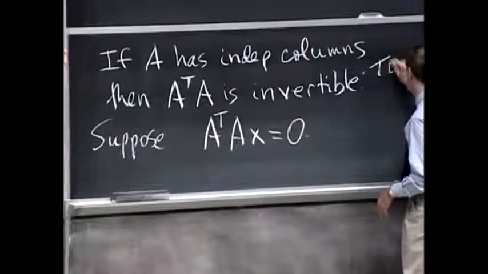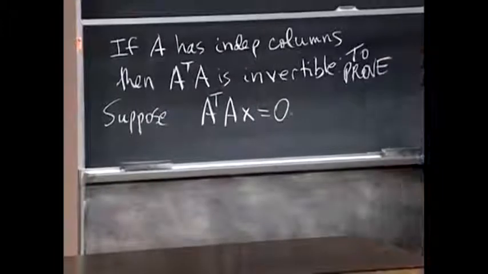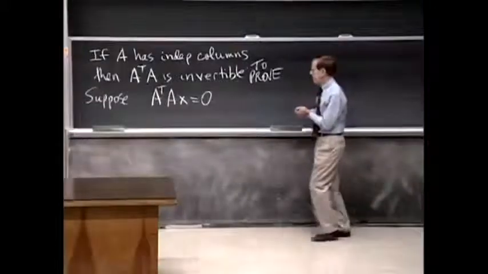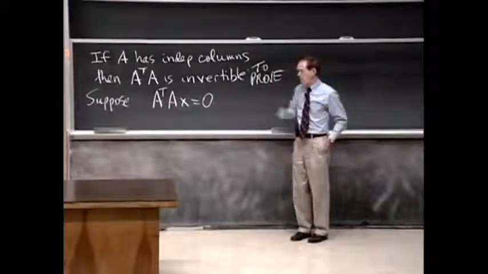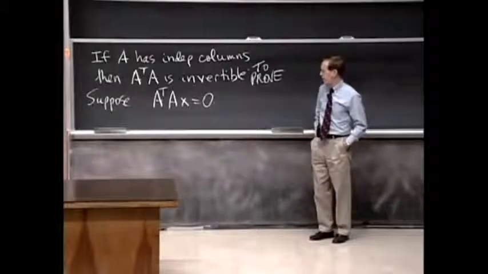Now to prove. I don't like to hammer away at too many proofs in this course, but this is the central fact, and it brings in all the stuff we know. OK, so I'll start the proof. Suppose A transpose A X is 0, and I'm aiming to prove A transpose A is invertible.